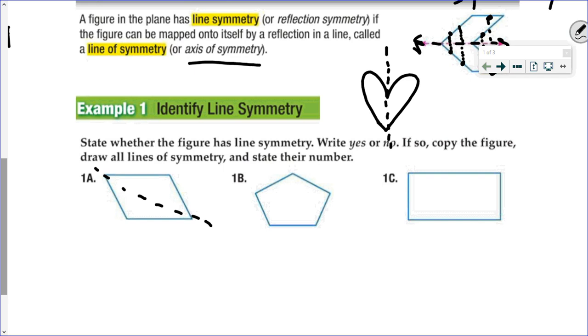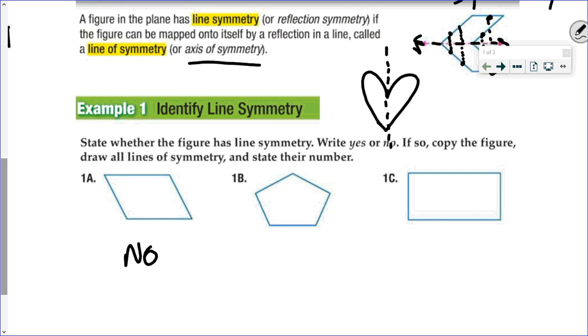And we've got to think, if I folded this over, so I would be going perpendicular to this line. So there, I think about perpendicular. Certainly, okay, it's not going to map onto itself. It's going to map somewhere out here. And so this one, it actually turns out 1A does not have line symmetry. So there's no line symmetry, no axis of symmetry here.